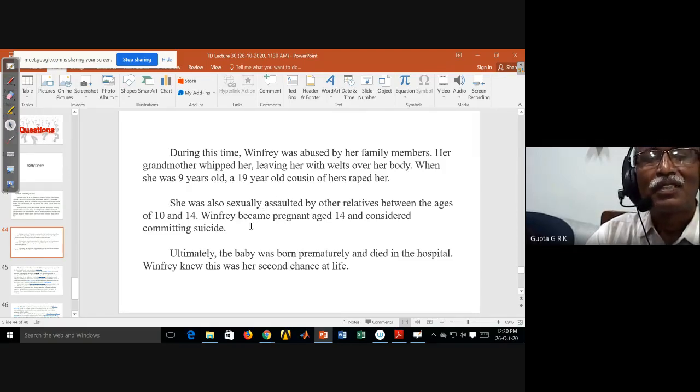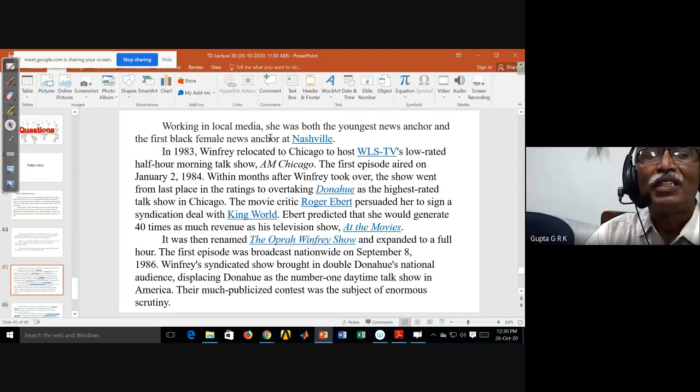Winfrey became pregnant at age 14 and considered committing suicide at that time. But ultimately, the baby was born prematurely and died in the hospital. Winfrey knew this was her second chance in life. So you can see what a horrible life she had in her childhood. I think you cannot imagine how she has come up. Working in local media, she was both the youngest news anchor and the first black female news anchor at Nashville.